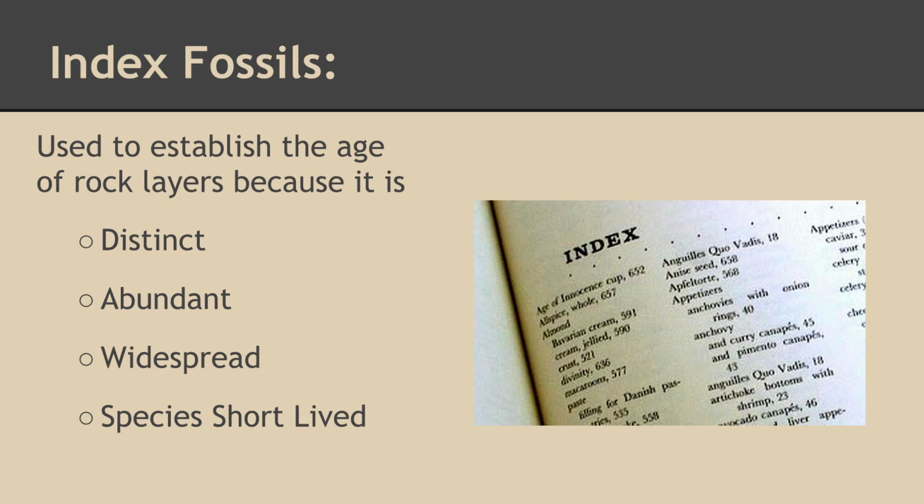In order to be considered an index fossil, these four things have to be true. The fossil has to be distinct. Basically, it's easy to identify: you look at it and can very easily figure out what it was. These organisms also had to be abundant and widespread when they lived on Earth, and they had to exist for a very short period of time. If all four of these things are true, it's very easy to identify that fossil and quickly reference that point in time in Earth's geologic history.